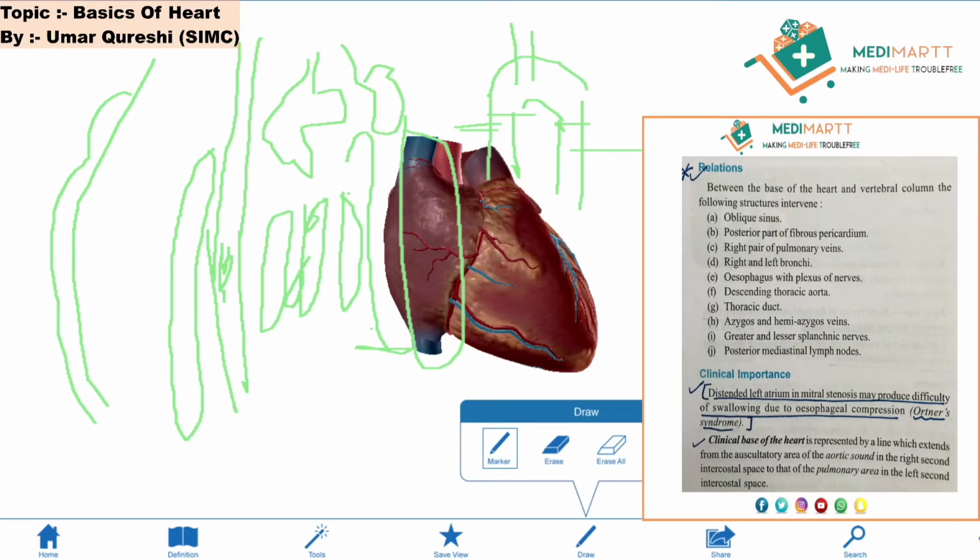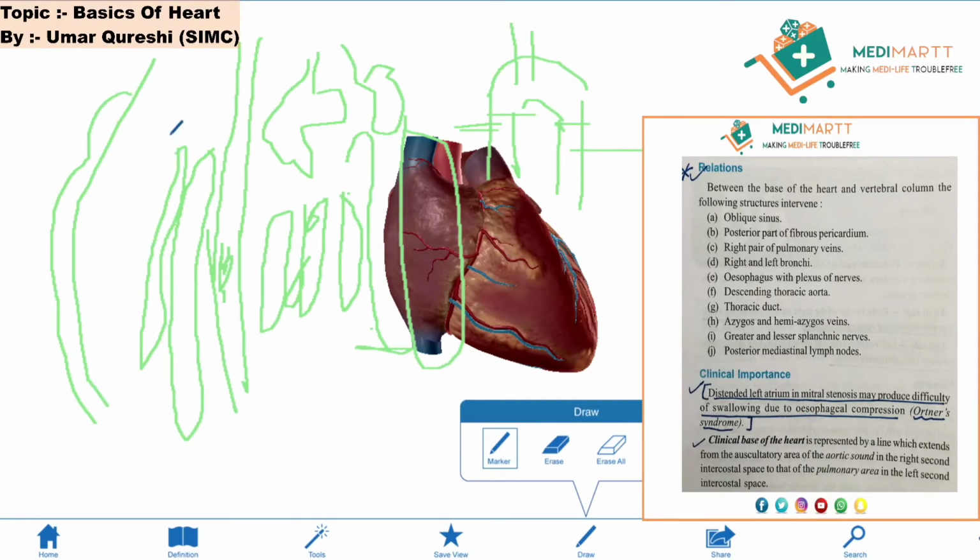Because it is present in the thoracic region, it is the descending thoracic aorta. You have to remember that. Then the next point is the thoracic duct. Just remember this thing, thoracic duct. We will explain all these things in our later videos, inshallah.